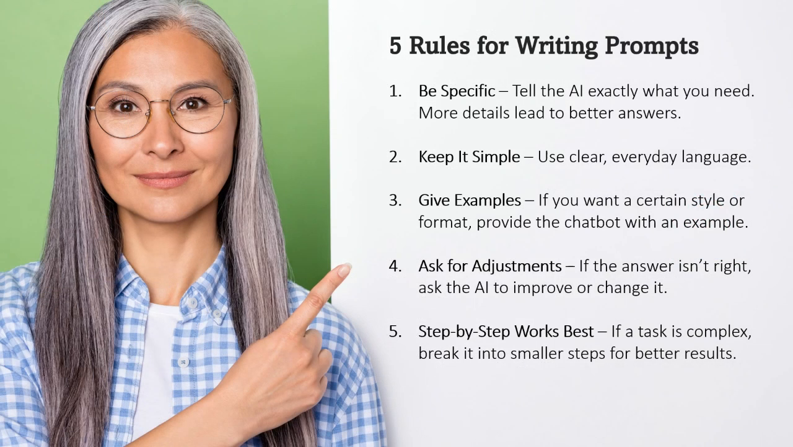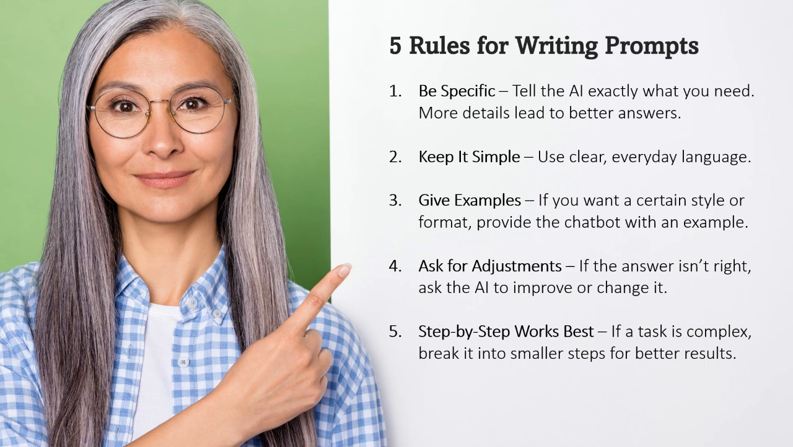Writing effective prompts is definitely the key to getting useful responses from AI. To help you with this, here are 5 simple rules of thumb that you could follow. First, be specific. Tell the AI exactly what you need. The more details you provide, the better the answer will be. Second, keep it simple. Use clear, everyday language that's easy to understand.